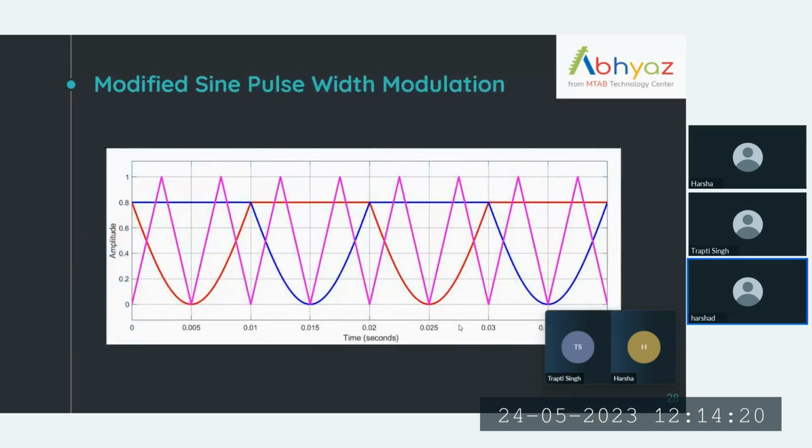In this pulse width modulation technique, I have used an inverted sine wave and a constant wave as a reference wave, and a triangular wave as a carrier wave. Whenever the amplitude of the sine wave is greater than the amplitude of the carrier wave, a pulse is generated. I have also used two reference waves, the red one for the switches S1 and S2 and the blue one for the switches S3 and S4.